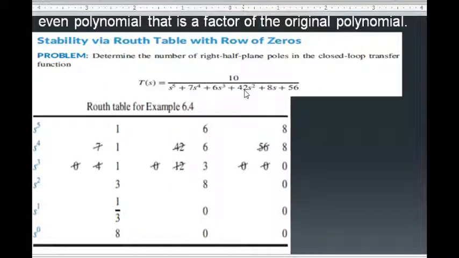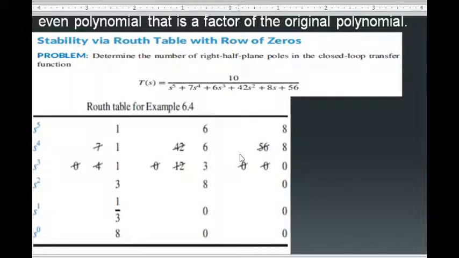You always look if you have any row which can be divided by some common number, you always do that. It will help you, it simplifies your work. For example, here are 7, 42, and 56. These all three numbers are divisible by 7. So we just divide by 7. What do we get? 1, 6, and 8. Did you get that? Always, in the Routh table, if you see any row that can be divided by a common number, you always do that.